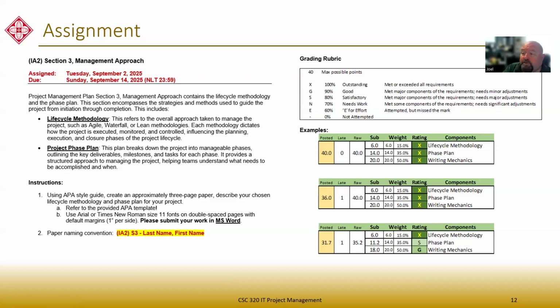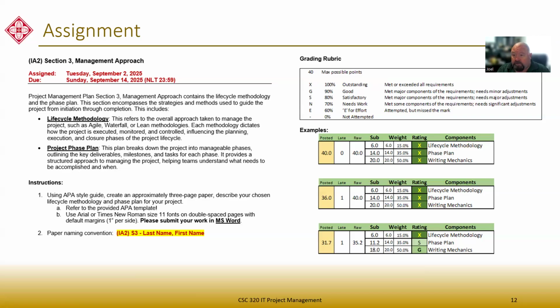So how do I expect your paper to be written? I expect an introduction paragraph. I expect a main body that has a life cycle methodology description, and then a main body that talks about your overall phase plan, and then subsections that describe each of the phases in your project. And that should take about 3 pages.